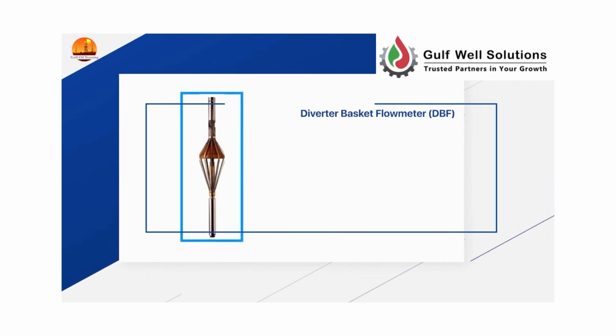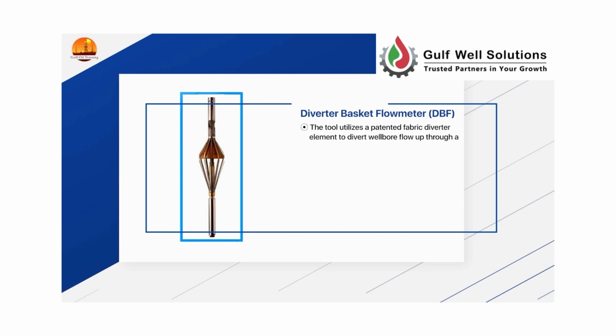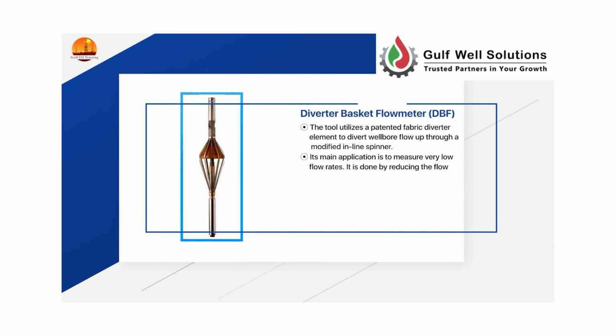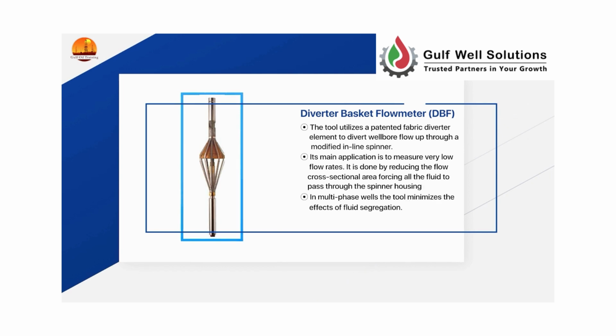Diverter basket flowmeter, DBF. The tool utilizes a patented fabric diverter element to divert wellbore flow up through a modified inline spinner. Its main application is to measure very low flow rates. It is done by reducing the flow cross-sectional area, forcing all the fluid to pass through the spinner housing. In multi-phase wells, the tool minimizes the effects of fluid segregation.